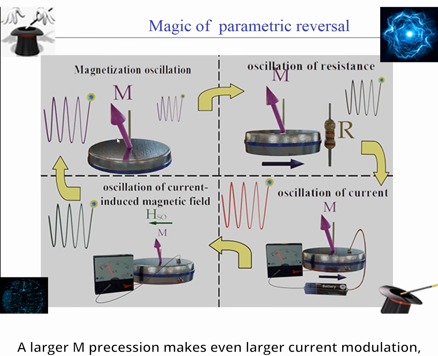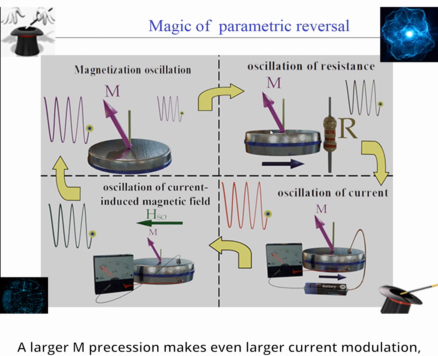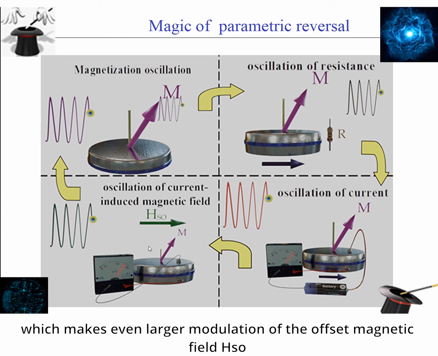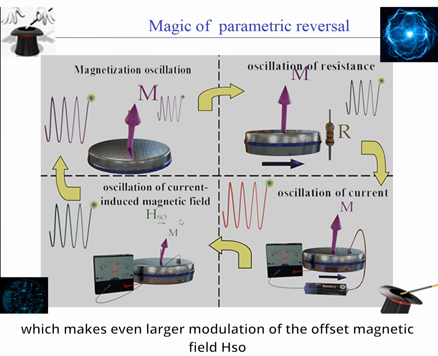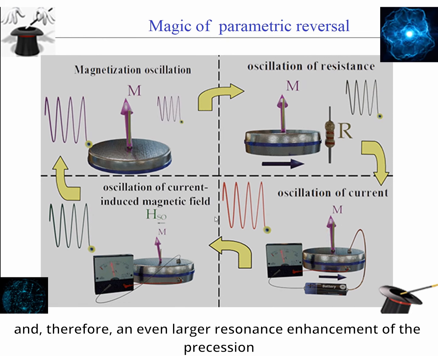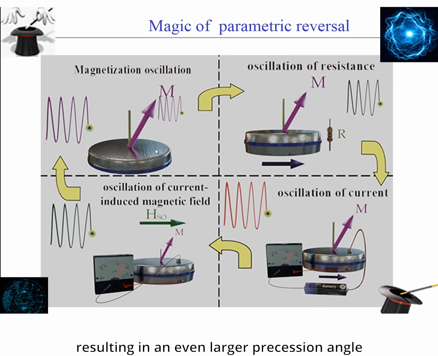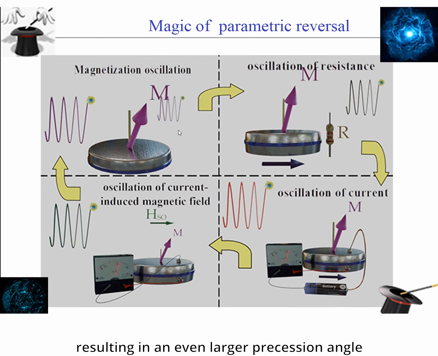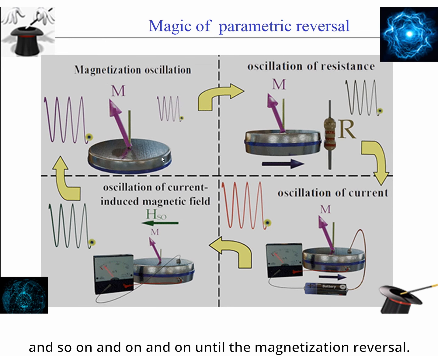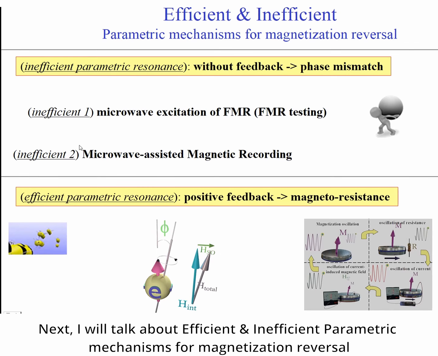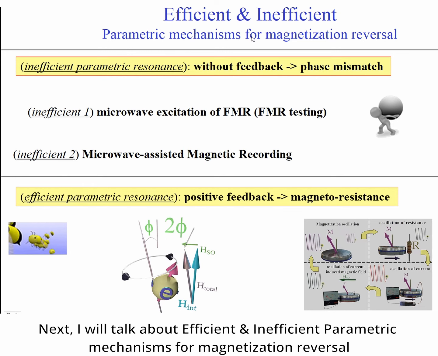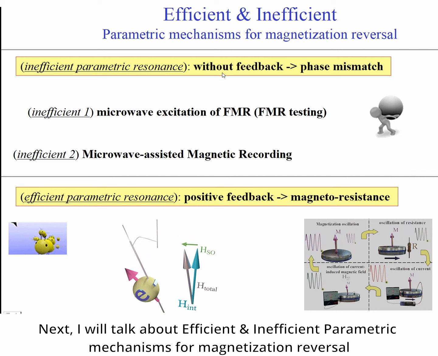A larger magnetization precession makes an even larger current modulation, which makes an even larger modulation of the offset magnetic field HCO, and therefore an even larger resonance enhancement of precession, resulting in an even larger precession angle, and so on and on until the magnetization reversal. Next, I will talk about efficient and inefficient parametric mechanisms for magnetization reversal.